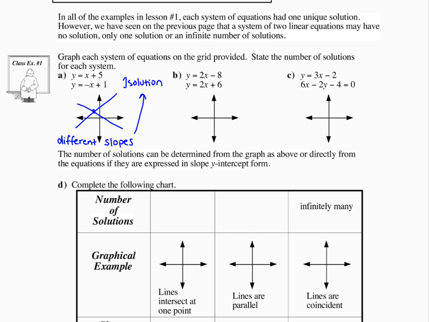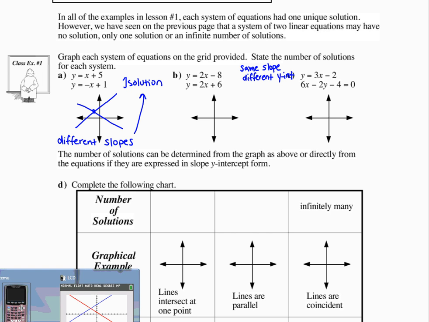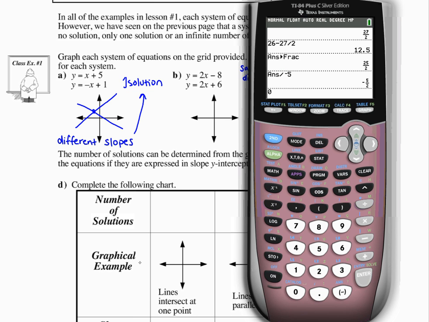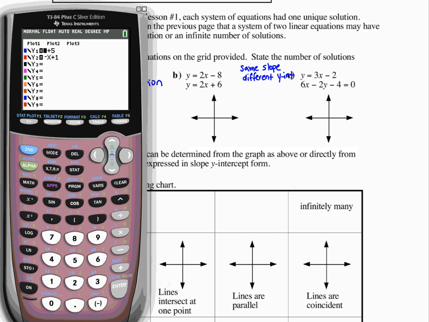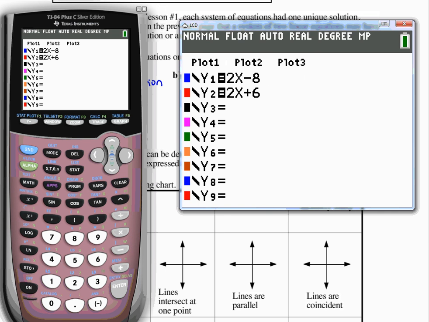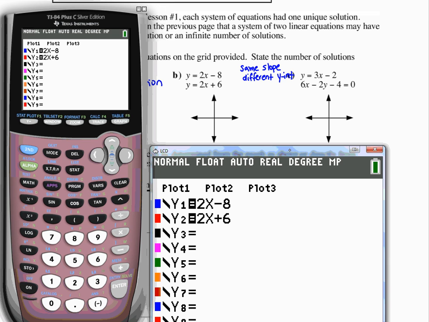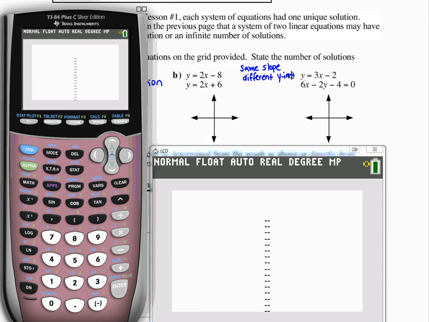Now, what do you notice about these two? Same slope, right? But what about the y-intercept? Same slope, different y-intercept. So let's look at the graph. So what happens when we have the same slope? Here, y equals, clear what's there, type in these new equations. 2x minus 8, 2x plus 6. And graph that. What kind of lines are these?